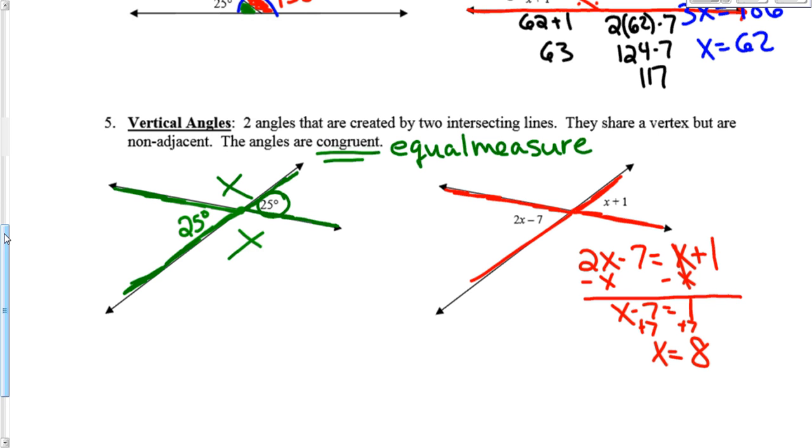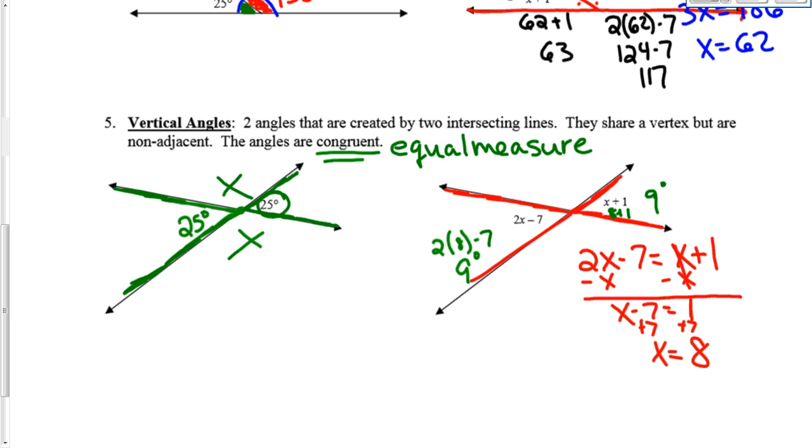So up here I have 8 plus 1, which is 9. And over here I have 2 times 8 minus 7, which is also 9. Good. Those two numbers should be equal because once again they are congruent, or equal measure. If they're not, go back and check your work.